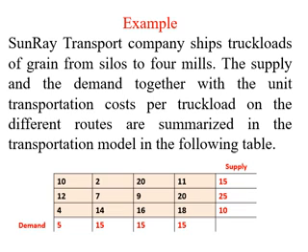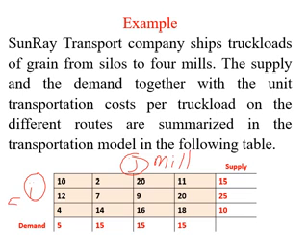Now we have an example. Sun Ray Transport Company ships truckloads of grain from silos to 4 mills. The supply and demand, together with the unit transportation costs per truckload on the different routes, are summarized in the transportation model in the following table. Note here, please, we have a source i and destination j. The source is the silo, and destination j is the mill.